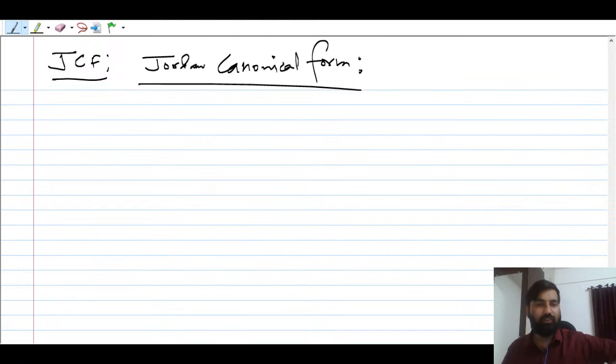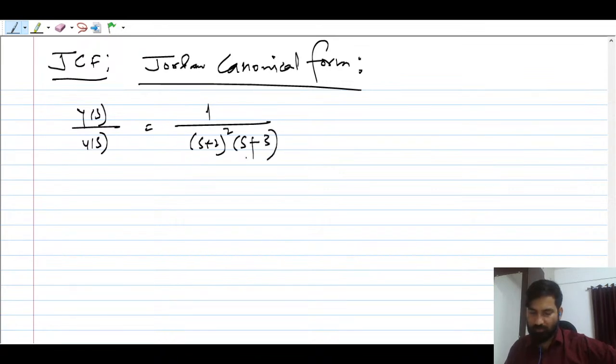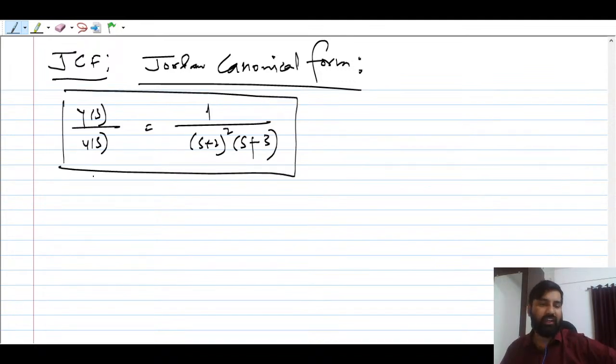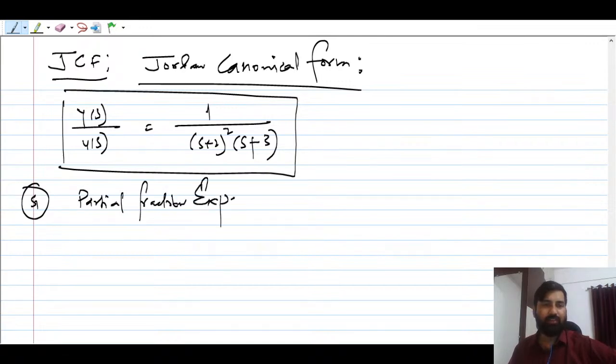Suppose you have got Y of s upon U of s, a transfer function of this kind, with s plus 2 squared and s plus 3 in the denominator. Now you have to write this transfer function. You can also write it in diagonalization form, but let us write it in Jordan form first, right? So what is the first step that you have to perform in this case? The first step is to do the partial fraction expansion here also. If you don't know partial fraction expansion, let me know.